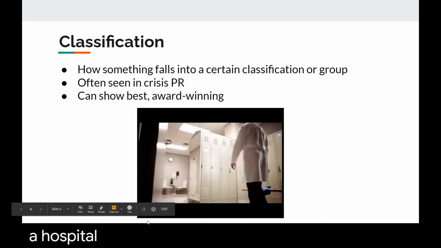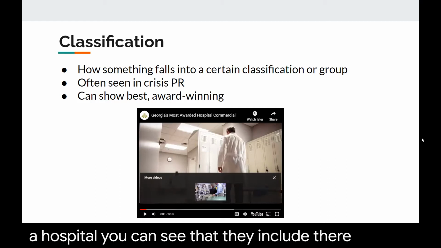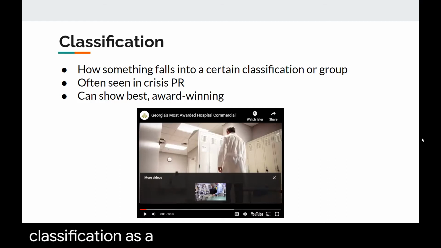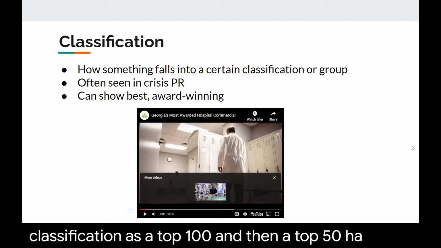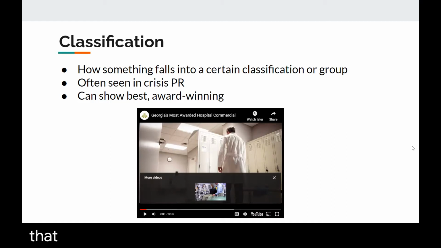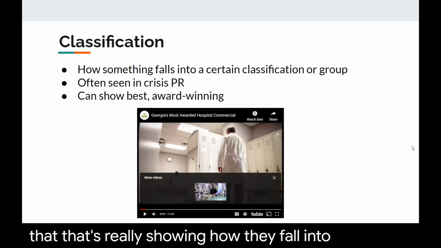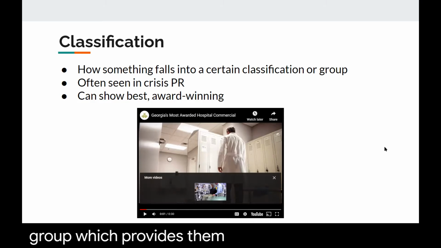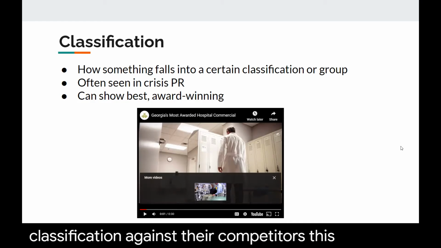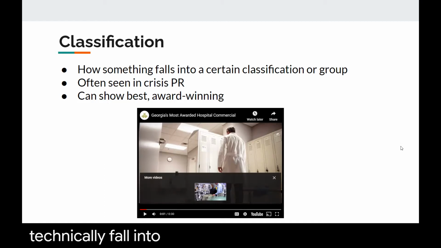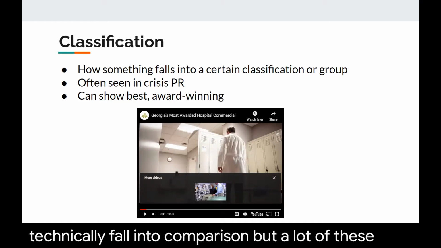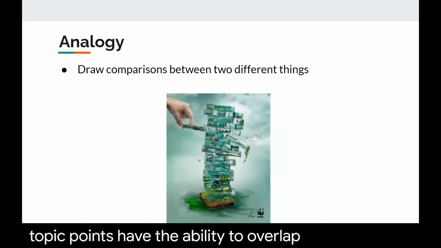So you can see that they include their classification as a top 100 and then a top 50 hospital. That's really showing how they fall into a certain group, which provides them with the ability to say that they're the most awarded hospital, which is another classification against their competitors. This could also technically fall into comparison, but a lot of these topic points have the ability to overlap.